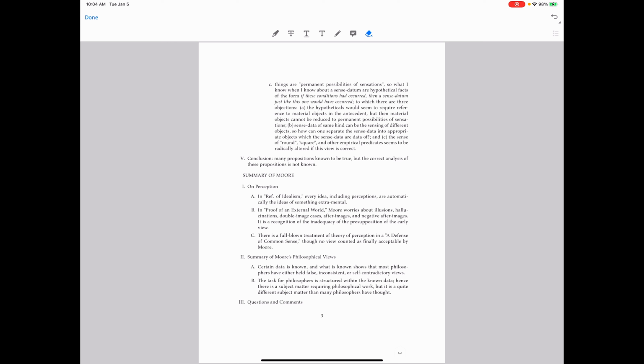Here's what we know then about G.E. Moore. Certain data is known, and what is known shows that most philosophers have either held false, inconsistent, or self-contradictory views. The task for philosophers is structured within the known data. Hence, there is a subject matter requiring philosophical work, but it's a quite different subject matter than many philosophers have thought. What you're supposed to be doing is not giving up the more obvious for the less obvious. So quit spending your time trying to undermine the more obvious by arguments and characterizations that are clearly nowhere near as obvious as the data with which you start.